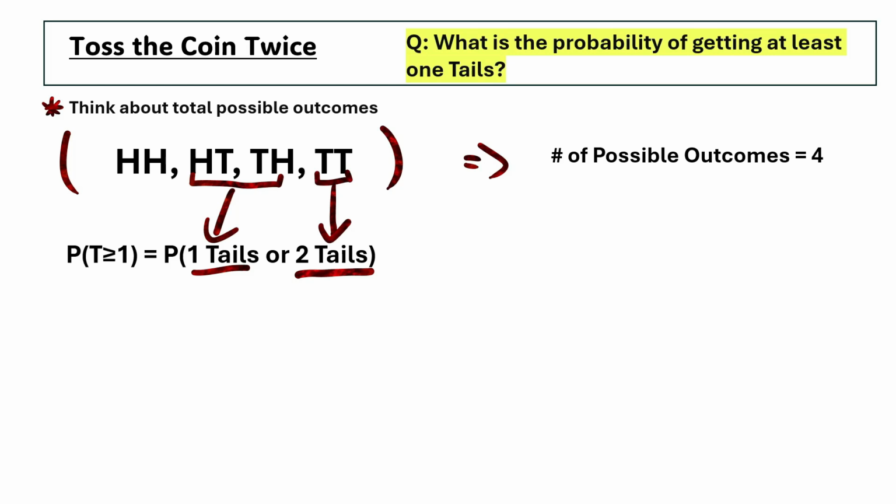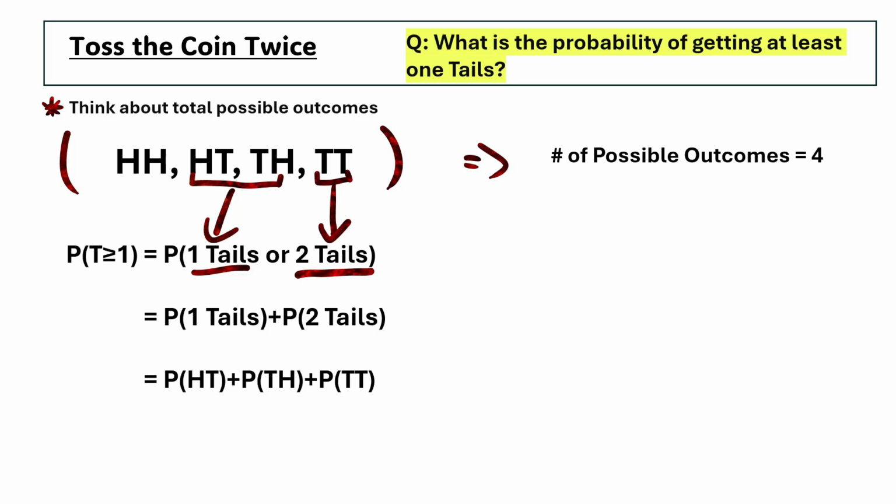So then if we do that, we're going to get that the probability of getting at least one tails equals P of one tails plus P of two tails, which then equals P of HT plus P of TH plus P of TT. And since we already know that the probabilities of all the outcomes here are equal to 1/4, the solution to this question is going to equal 1/4 plus 1/4 plus 1/4, which then equals 3/4.